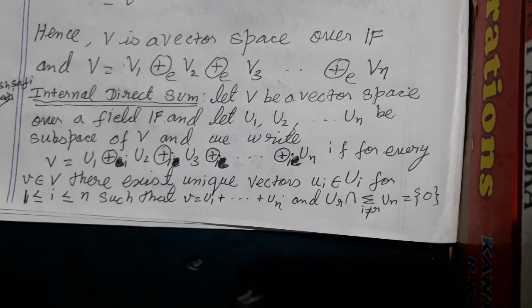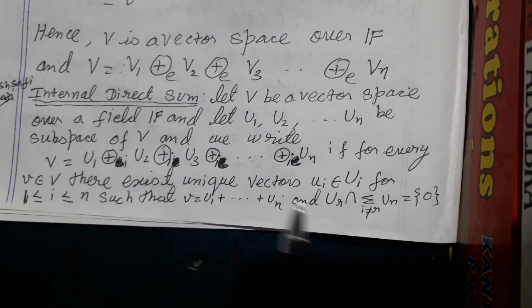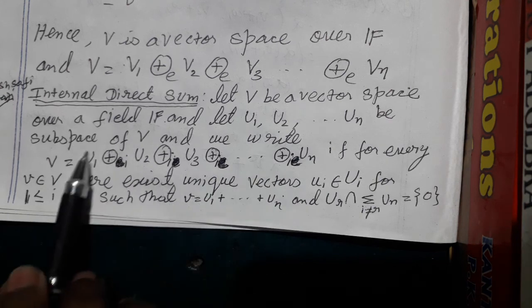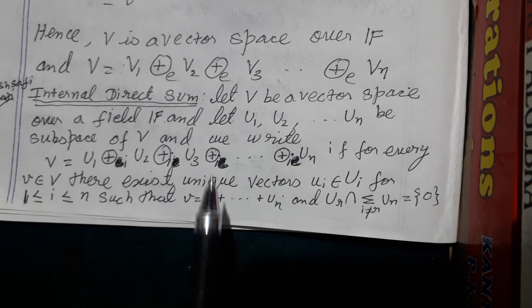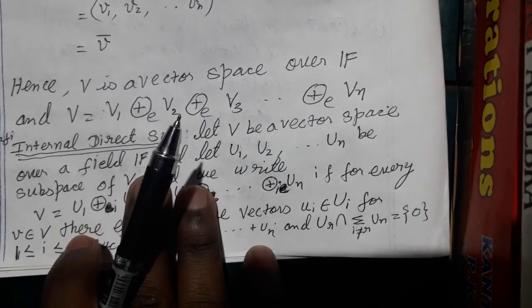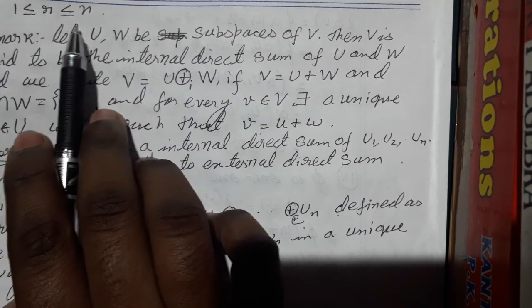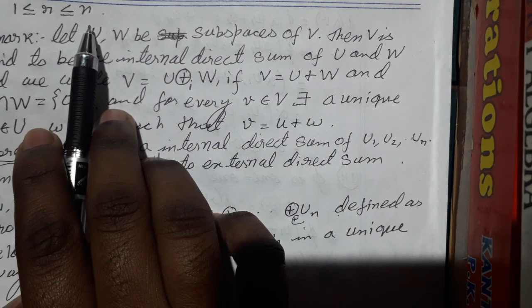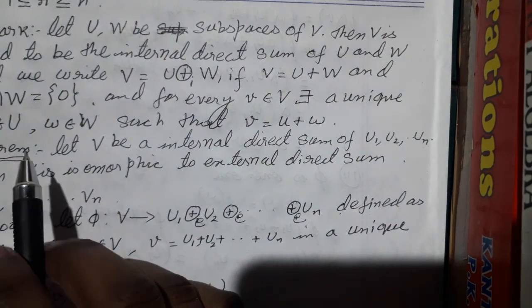And remember, if I take any subspace from here and intersect it with the summation of the other subspaces, excluding that subspace, I should get only the 0 element, for all 1 ≤ r ≤ n. So this is the definition of the internal direct sum.